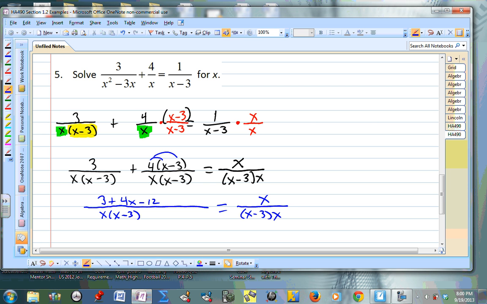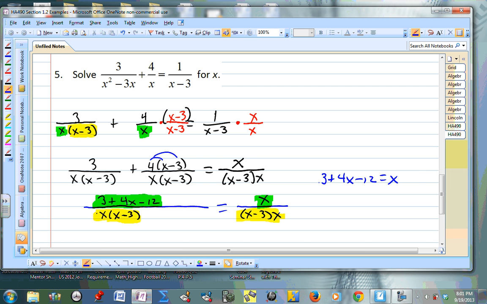Now, you notice that the fraction on the left side has the same denominator as the fraction on the right side. Then that means if this statement is true, if the left side is equal to the right side, then that must mean that the numerators are going to be equal to each other. If the numerators are equal to each other, we can just isolate that part of this problem and say that 3 plus 4x minus 12 equals x.